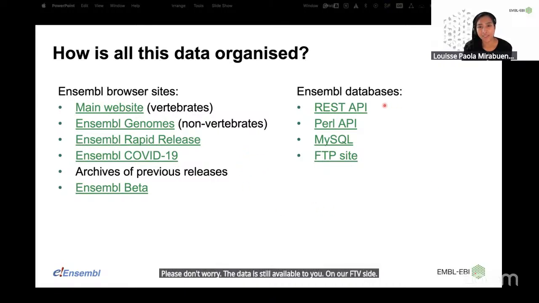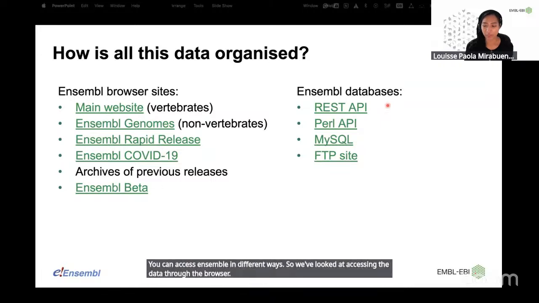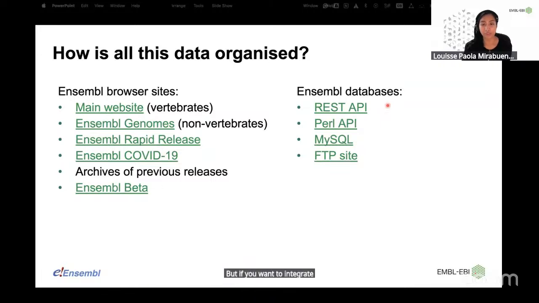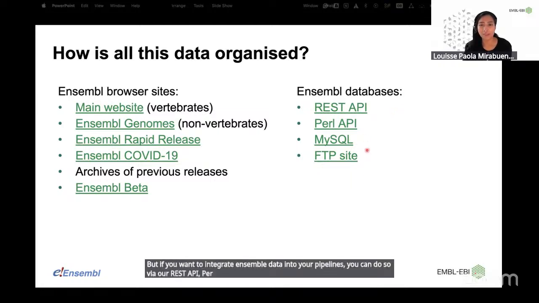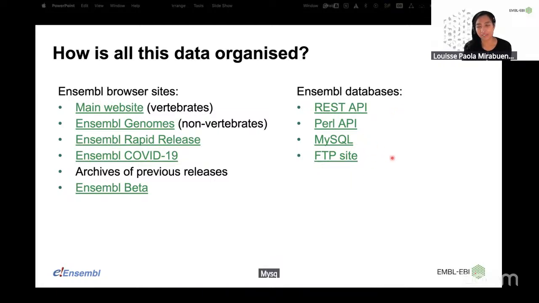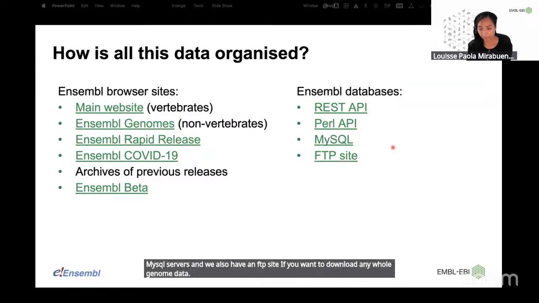You can access Ensembl in different ways. We've looked at accessing the data through the browser, but if you want to integrate Ensembl data into your pipelines, you can do so via our REST API, Perl API, MySQL servers, and we also have an FTP site if you want to download any whole genome data.